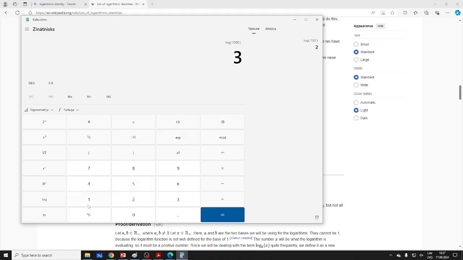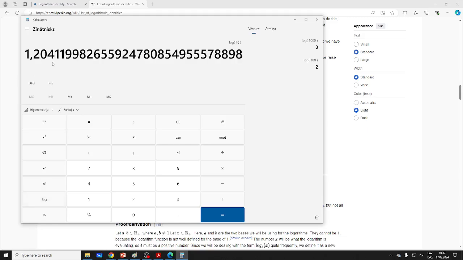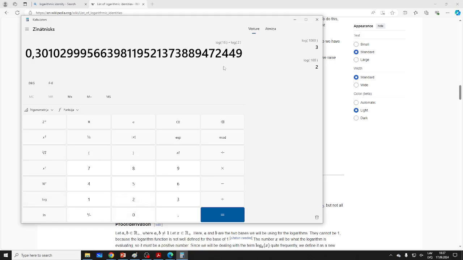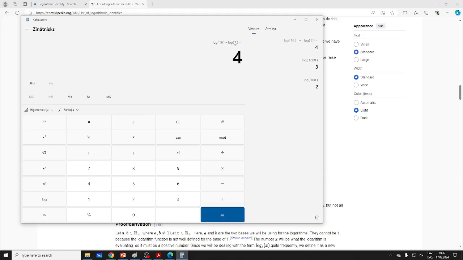I'll show you magic. I'll take some number, I'll take 16. Well, first let me clear everything. So 16, the logarithm of 10 is going to be something like 1.2 something, divided by the logarithm of 2, and it's going to be 4. That's the trick, that's the identity. So we can calculate any.